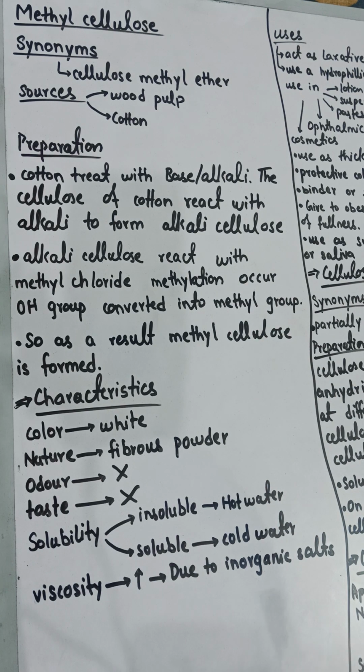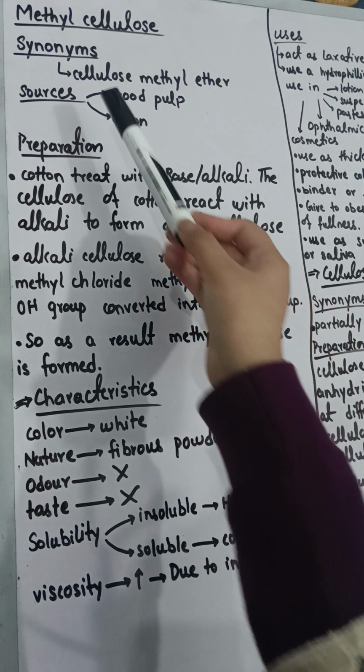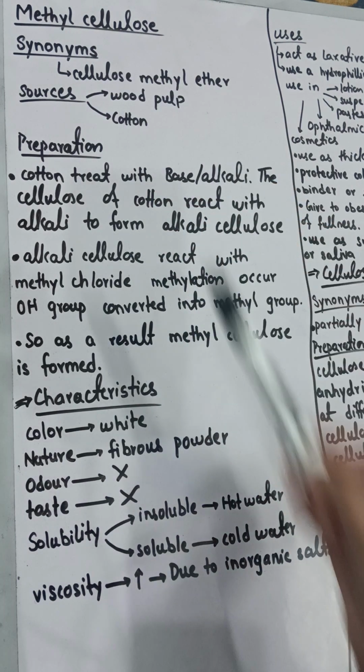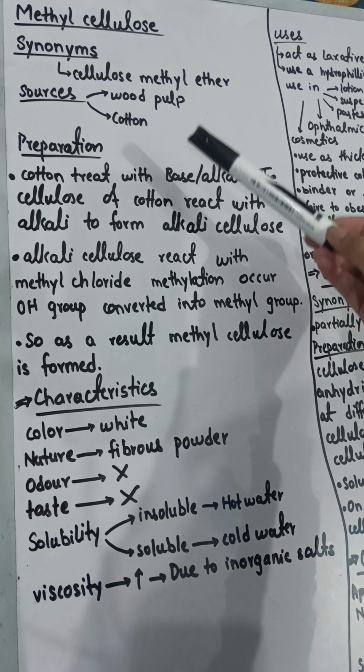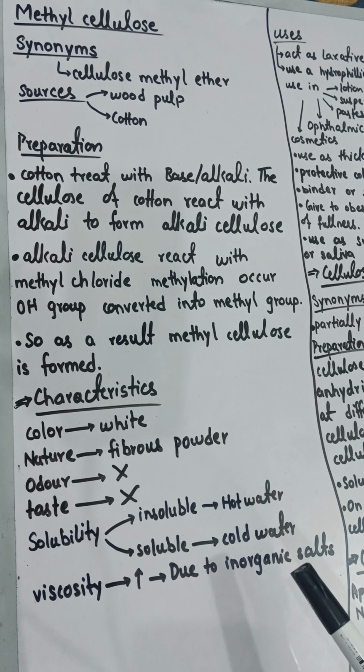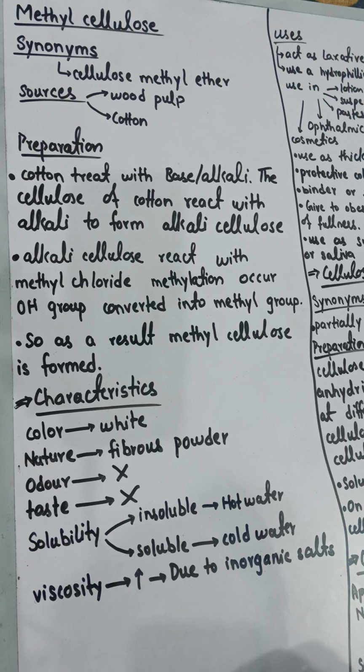Methyl cellulose can also be called cellulose methyl ether. What are the sources of it? It has two sources, wood pulp and cotton. So how to prepare it? There is no direct name of a plant and the part of the plant from which it is obtained.